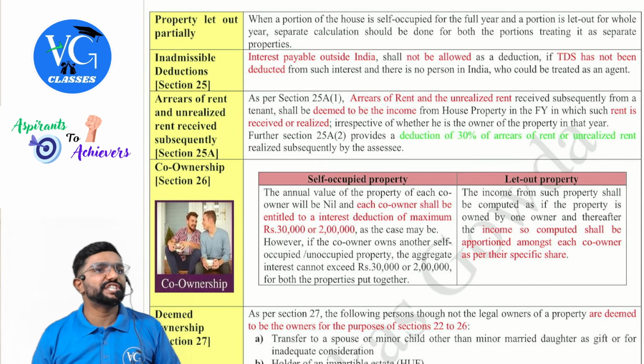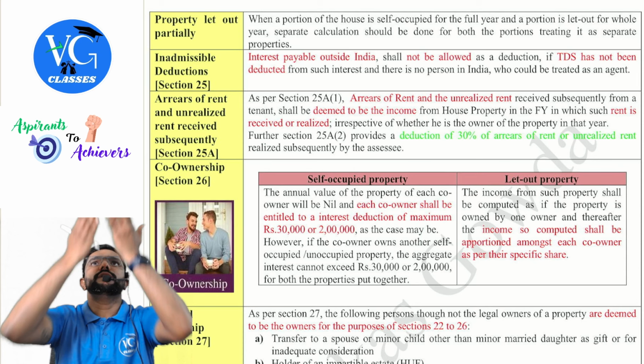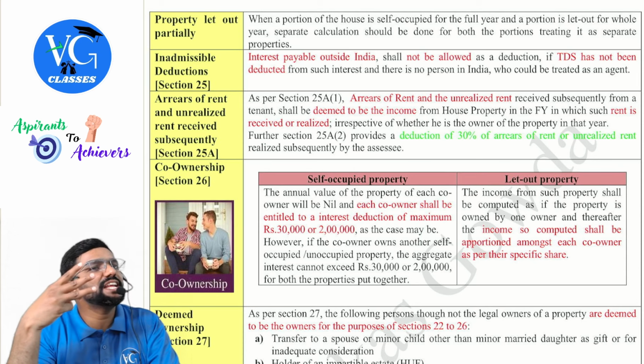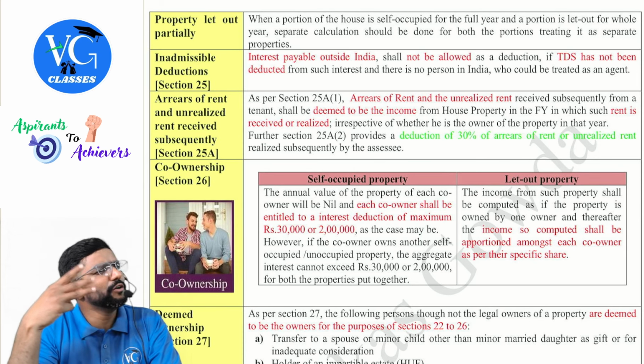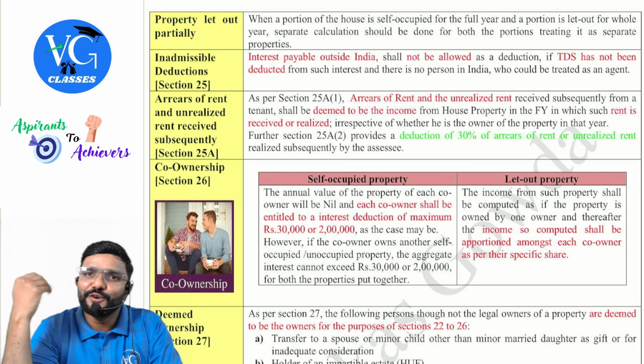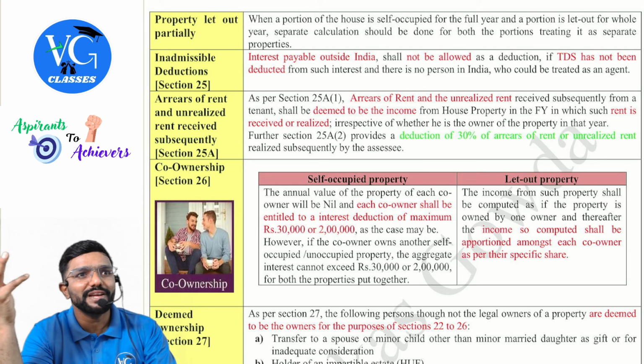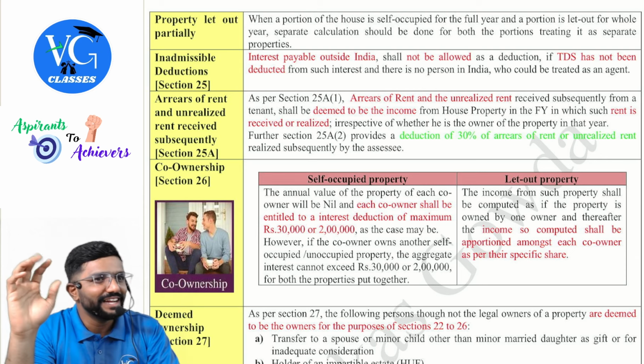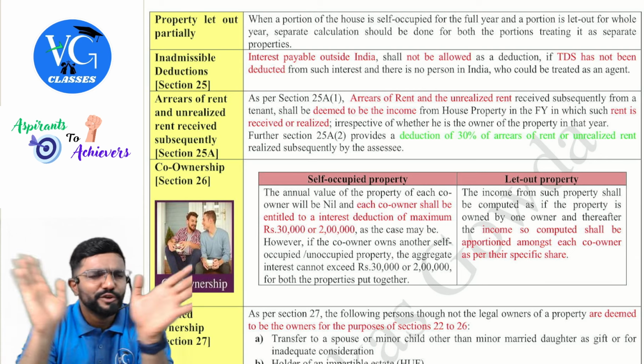Property let out partially means, sir, I have one building. In that building, there are 3 floors or 3 houses. Each house we will treat separately, or each floor we will treat separately. If it is a duplex house, it is one house only. Clear?